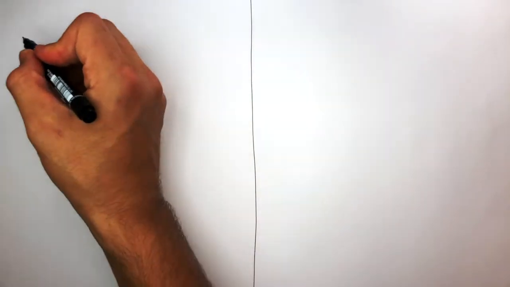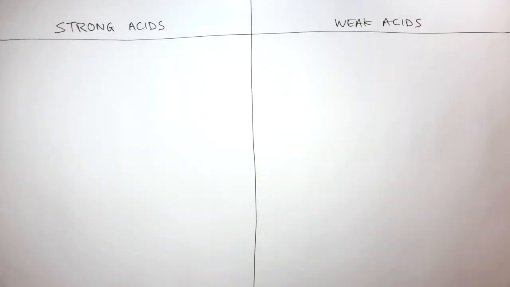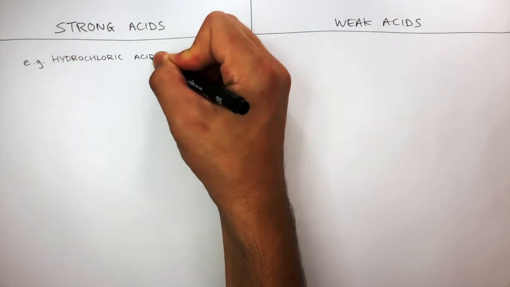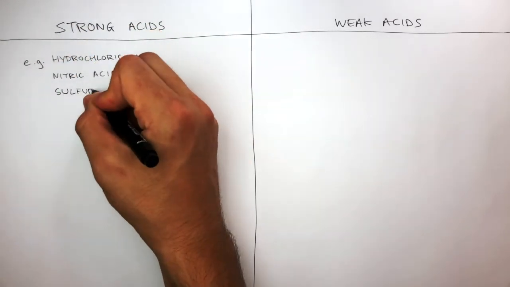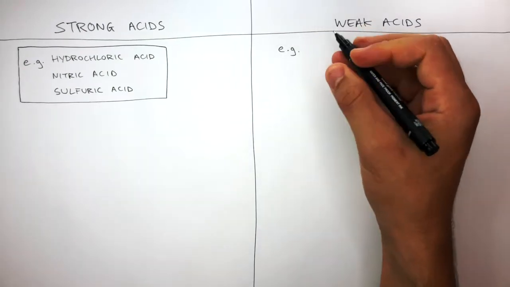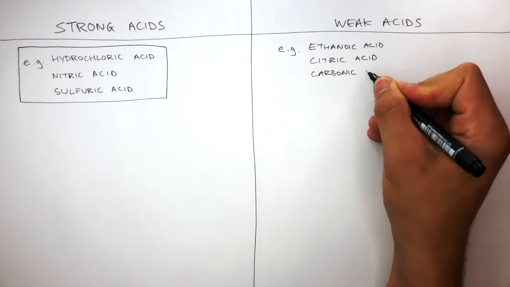We're now going to understand the difference between strong acids and weak acids. Examples of strong acids include hydrochloric acid, nitric acid, and sulfuric acid, whereas examples of weak acids include ethanoic acid, citric acid, and carbonic acid.